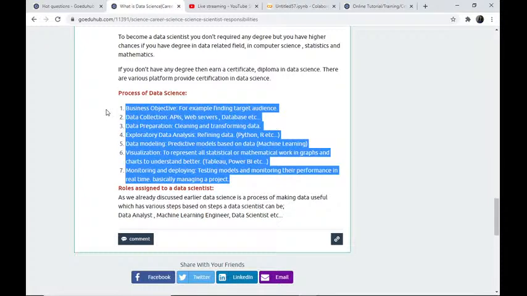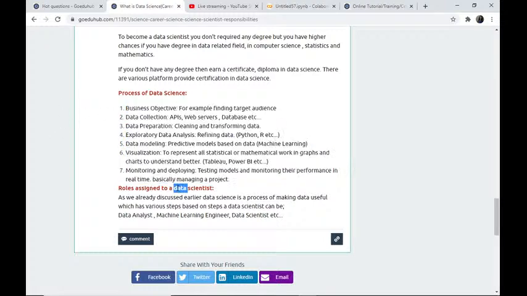Okay, so what are the roles assigned to a data scientist? Some people are called data analysts. We already discussed that data science is the process of making the data useful, which has various steps. So a data scientist can be a machine learning engineer, it can be a data analyst, it can be a data scientist. They can be different terms. Okay, so this is the basic overview about data science.